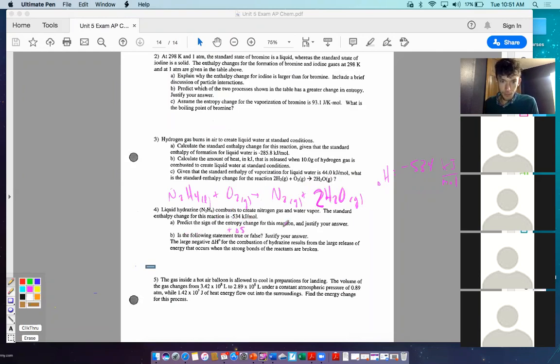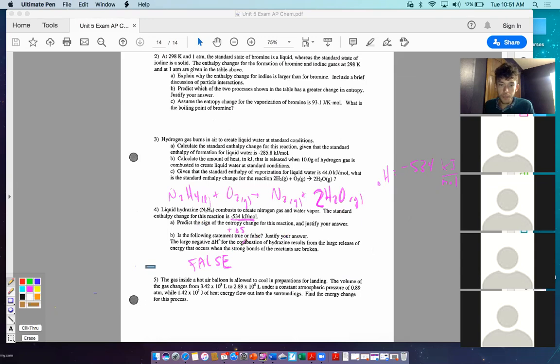Is the following statement true or false? The large negative delta H for the combustion results from the large release of energy that occurs when the strong bonds of the reactants are broken. That is false. And if anyone wrote true, then ooh, I'm going to be very sad.